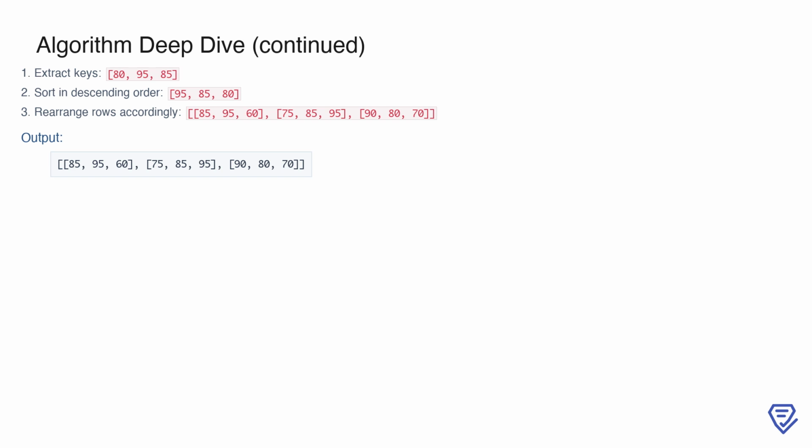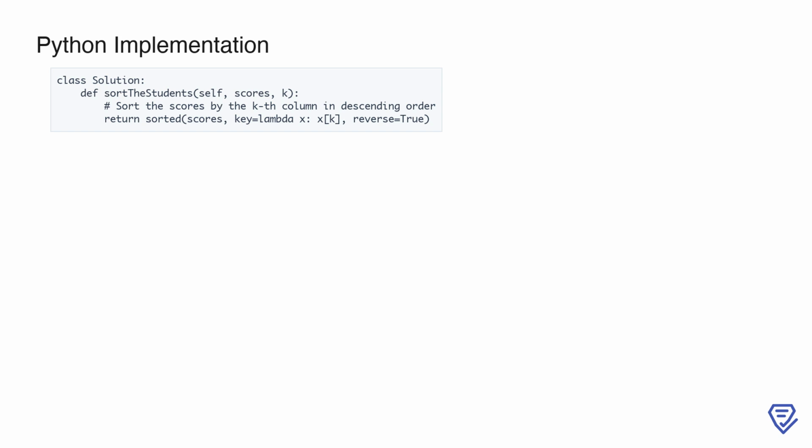The provided solution solves LeetCode problem number 2189, sort the students by their kth score. The task requires sorting a 2D list of student scores based on the kth column, which represents the scores of a specific subject. The sorting must occur in descending order. The method sortTheStudents is implemented as part of the Solution class. It takes two arguments, scores, a 2D list of integers representing student scores, and k, an integer indicating the column index to sort by.